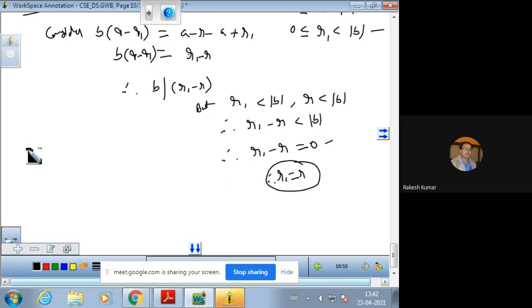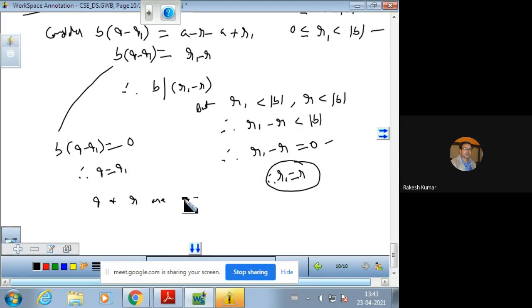And in a similar way, we can also prove here B into Q minus Q1 is equal to 0. If R1 equals R, then this value will be 0. And from here we can conclude Q should be Q1. So the quotient has come the same, the remainder has also come the same. So thus we can say that Q and R are unique. So this proves the uniqueness of the result. So this is existing and the result is unique also.